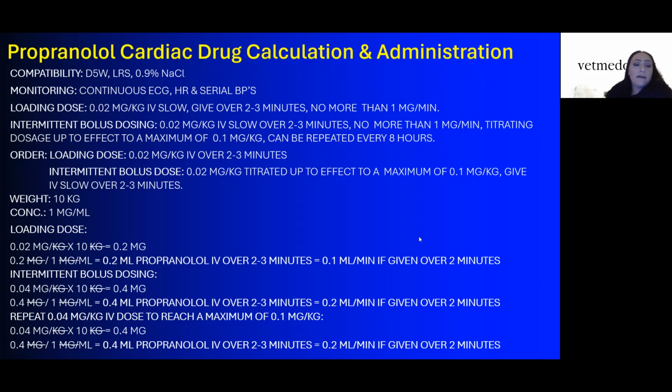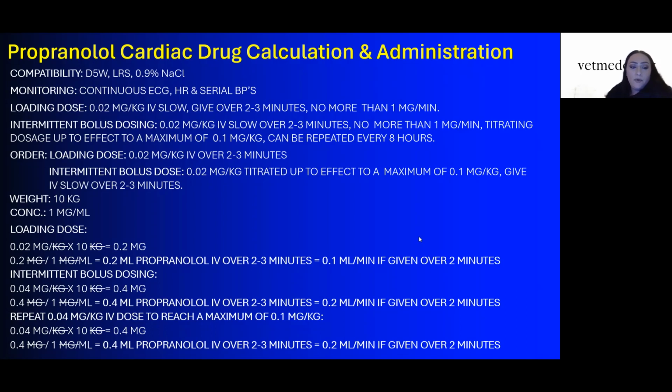The weight is 10 kilograms. The concentration is 1 mg per mil. So these are just boluses, basically. There's no CRI with this. So for the loading dose, it's just dose times weight divided by concentration, and we get 0.2 mils propranolol over 2 to 3 minutes, which is 0.1 mils a minute if given over 2 minutes.